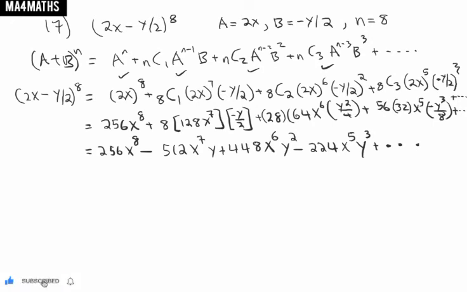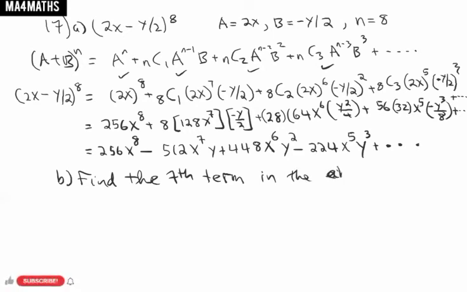So that's a good thing to keep in mind, in case we ask you to put the whole spiel. And then you'll have your work cut out in that regard. So that is 17, part A. Part B asks you to find the 7th term in the above expansion.